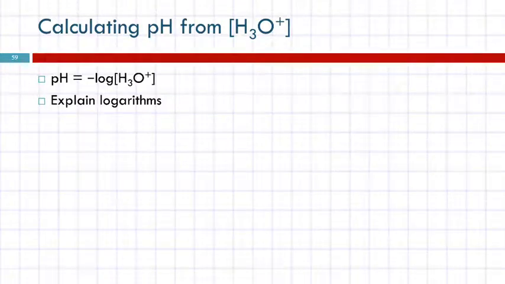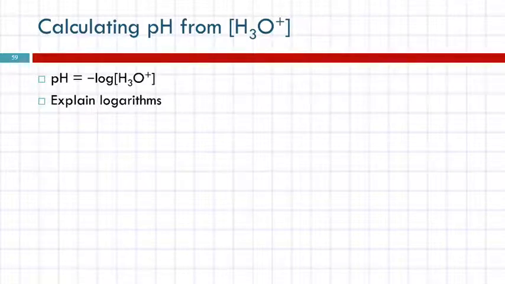So this is the equation. I don't want to explain logarithms. If you're interested, I'll explain them to you. I kind of already did. pH is negative log of hydronium ion concentration. So we need to be able to calculate the pH from the hydronium ion concentration.